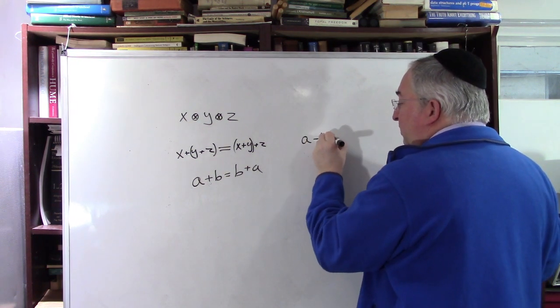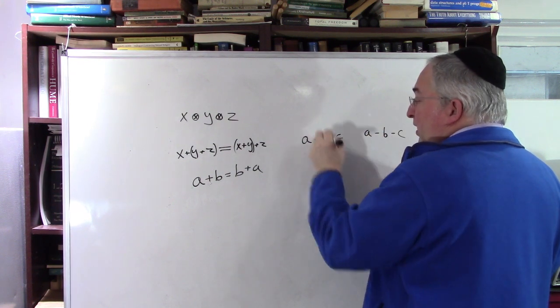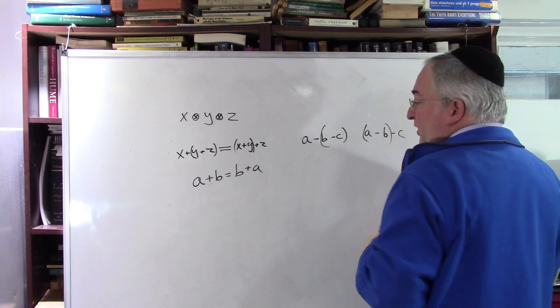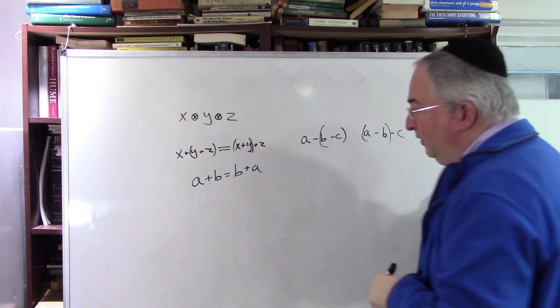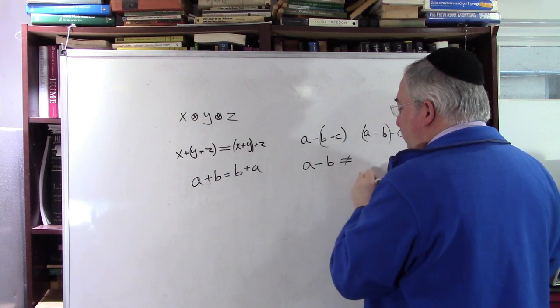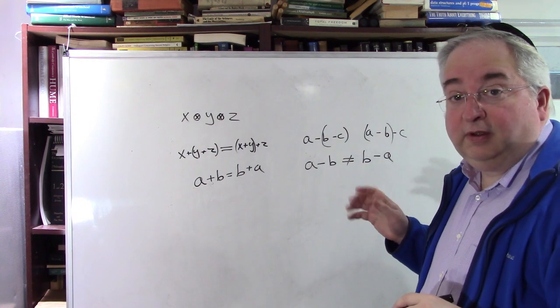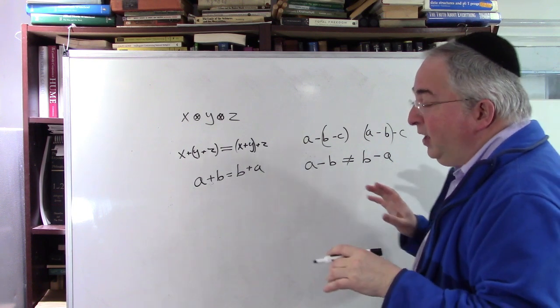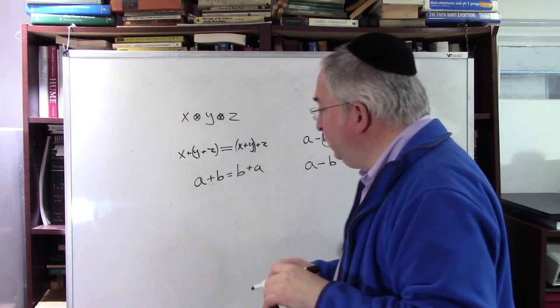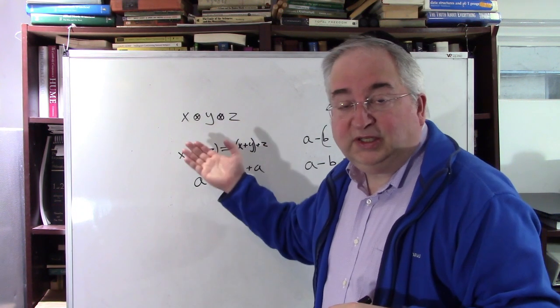A minus b minus c, a minus b minus c. Well, this is different than this. Okay? And a minus b is different than b minus a. They're different numbers. Okay? So, when you're talking about regular arithmetic, you have to tell what properties these have.